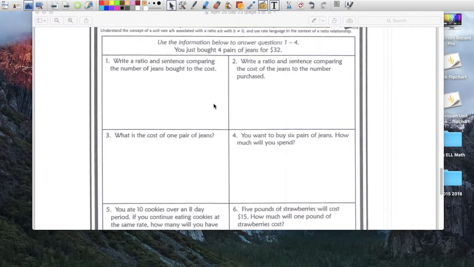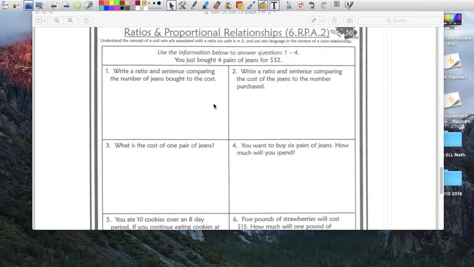Oh yeah, another page. Write a ratio and sentence comparing the number of jeans bought to the cost. You bought 4 jeans for here. Here's my ratio: 32 as a fraction, right? Over 4 pairs.